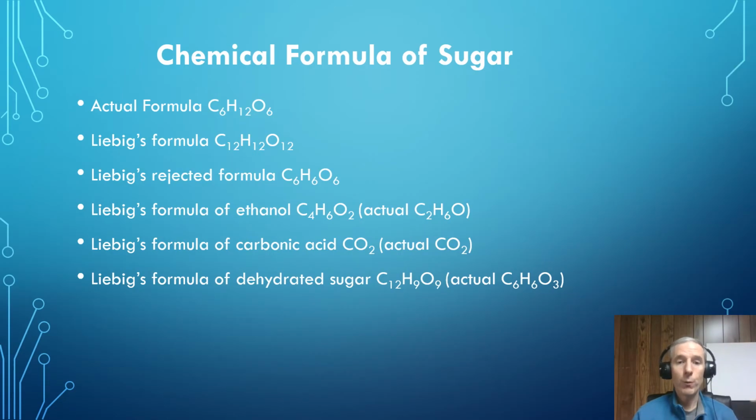So the actual formula of sugar, Liebig's formula, he rejected this formula based on the fact that dehydration would make this end up with fractional amounts of hydrogen and oxygen. This is his formula of ethanol. So our actual is off by, he's using 6 instead of 12 for carbon and of course 8 instead of 16 for oxygen. Formula for carbonic acid was correct. And then the dehydrated sugar would have been this. So this is a really interesting kind of thing to walk through and try and figure out.